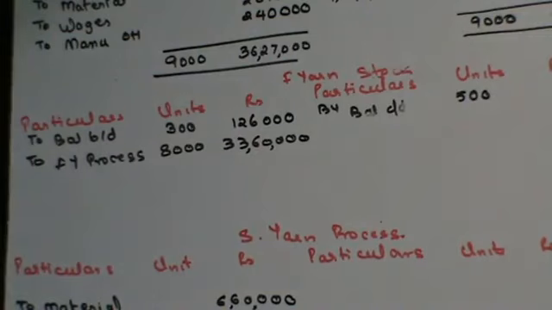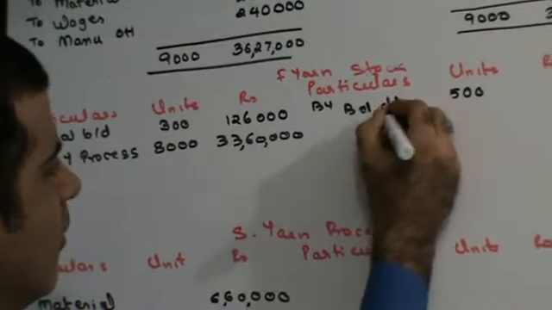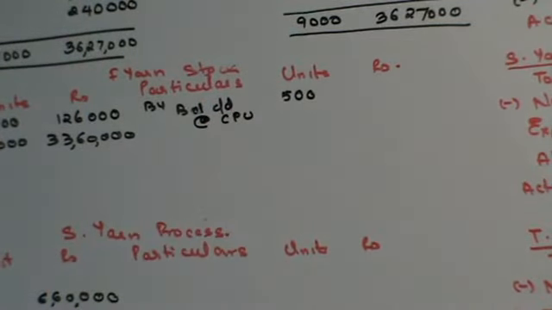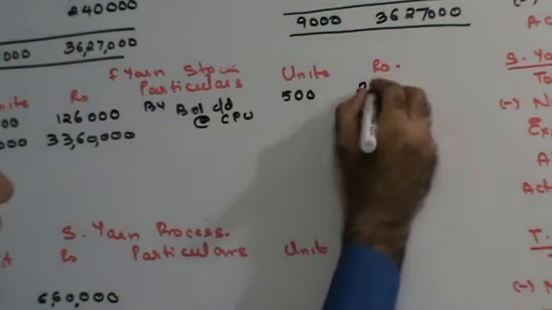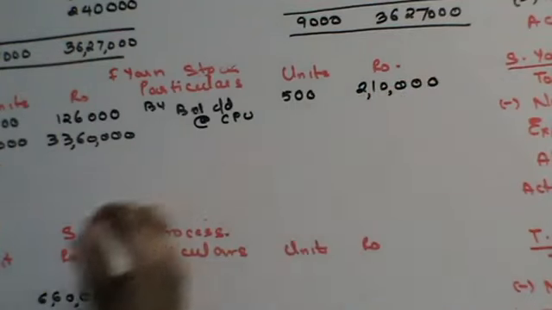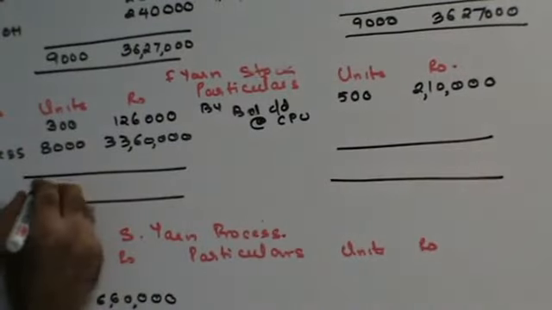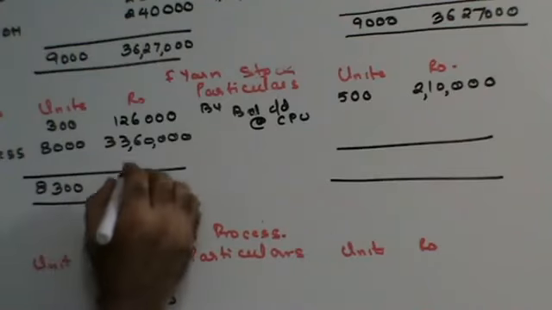right? Closing stock, they've given you the number of units, but they've not given you the value of closing stock. Closing stock is always to be valued at CPU. We have already found the CPU of closing stock of FY process to be 420. So 500 into 420 is going to be 2,10,000. Tally this account, guys. If I tally this account, this will be 8,300. This is going to be 34,86,000.